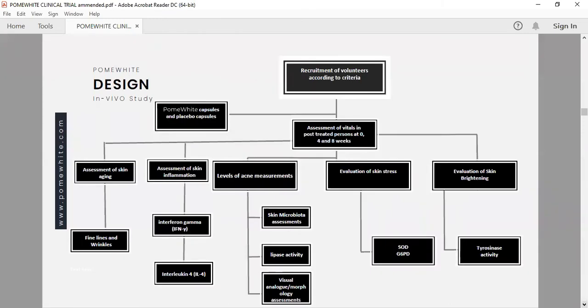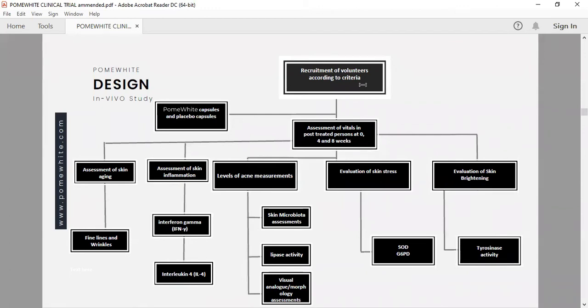Here is our study design. The first step is the recruitment of the volunteers according to criteria, and the major point of our criteria is that they do not use any antibiotic or drug for 2 to 3 months, and non-pregnant women are included. Obviously, with men this problem is not there. But if we include women, we see this, and then they just wash their face with a regular face wash.